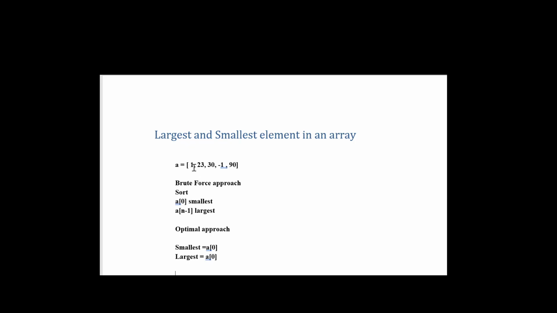Suppose we can start with the next index or first index itself, array of 0. Then we compare it with second element is 1. Is 23 less than 1? No, right? No, we cannot update it. Next, 30 is less than 1? No. Then minus 1, is minus 1 less than 1? Then we update the smallest element with the minus 1.